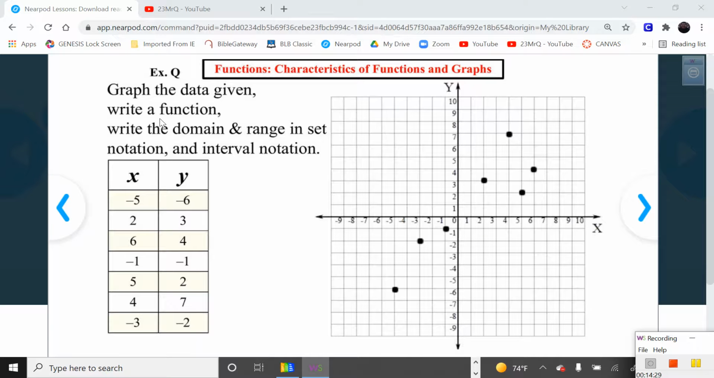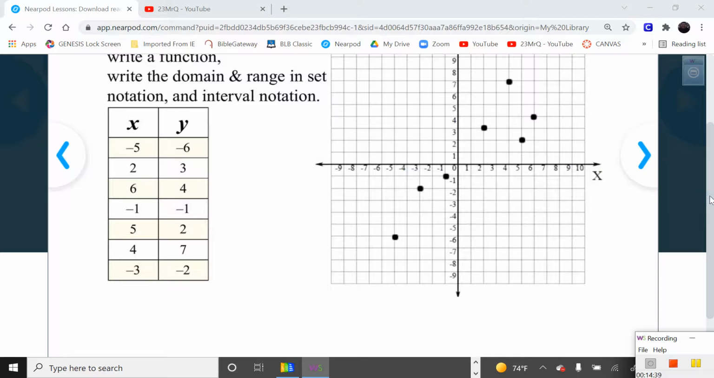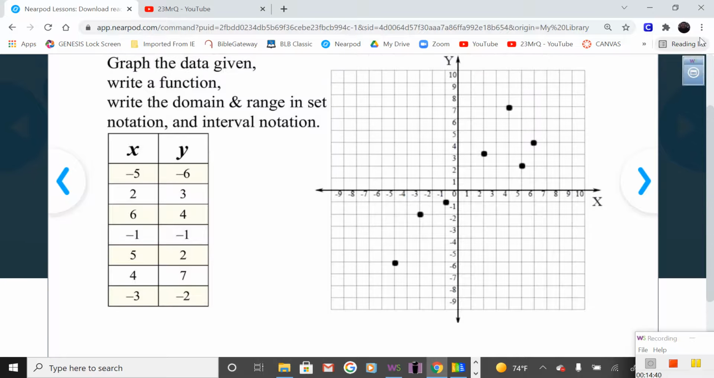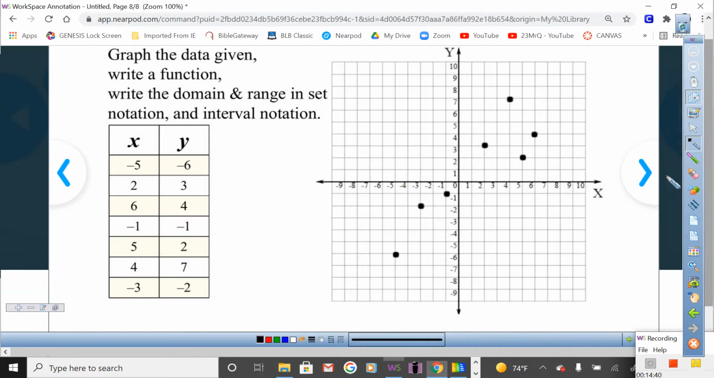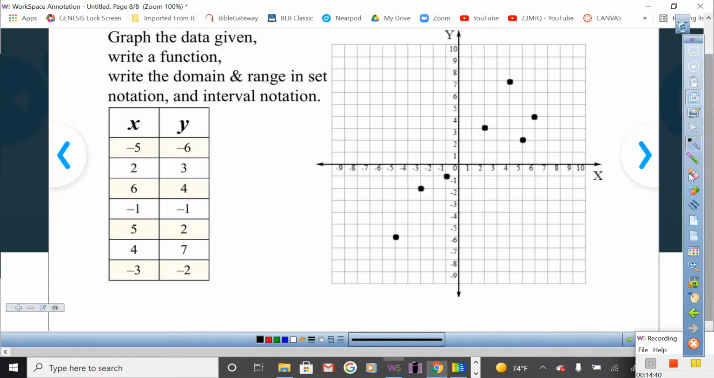They want us to write the function. We'll leave that till the end, but they want us to identify the domain and range. Let's start with the domain. If you have your highlighters, get those ready so that we can use them to help us out. Since I'm going to start with the domain, I'm going to write domain. I'm looking at the x-axis, yes?